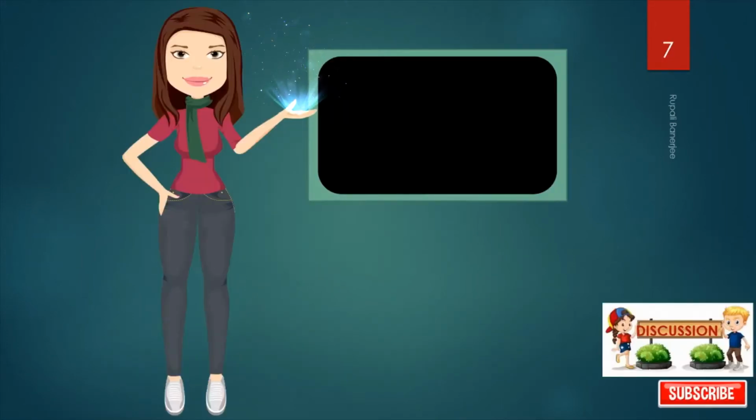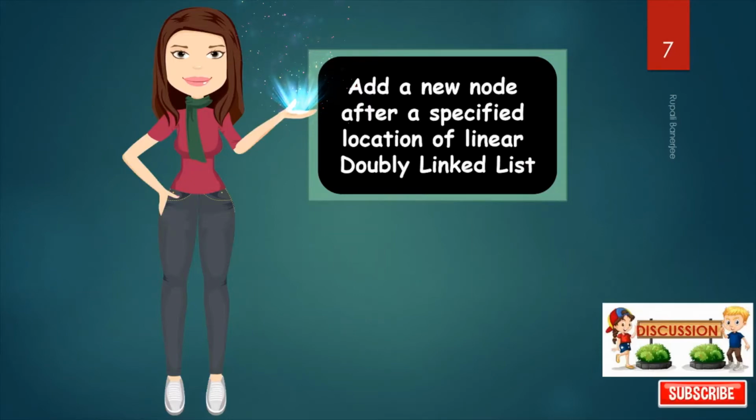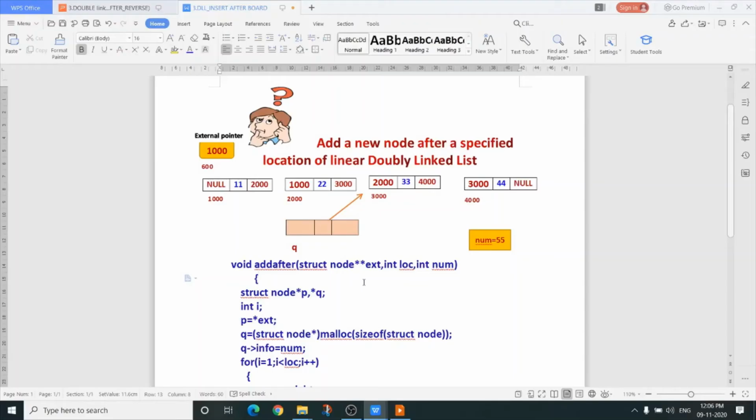So our first operation is add a new node after a specified location of linear doubly linked list. See the discussion first. Add a new node after a specified location of linear doubly linked list means user gives the location and I have to add this new node after that location. Say the location is 2. So after second location I have to add our new node. So here function name is add after. Here also I am passing the address of external pointer, that is this 600, and the location after which you want to add your new node.